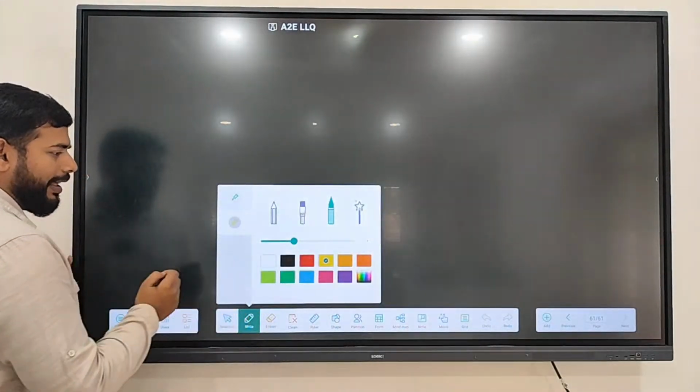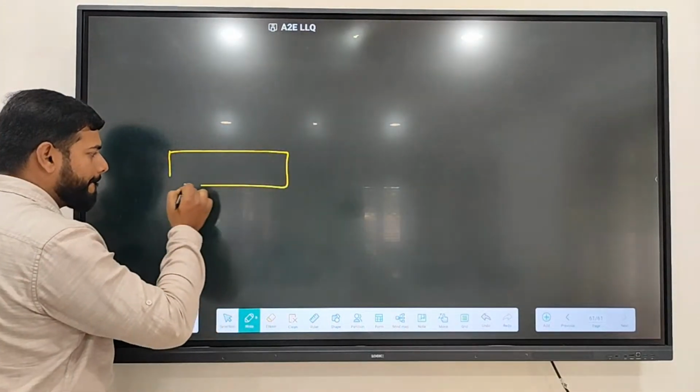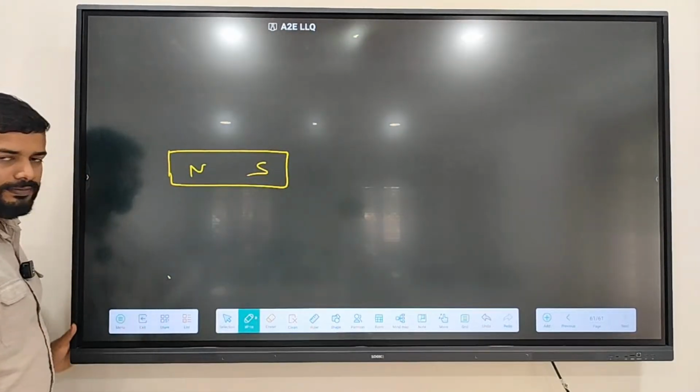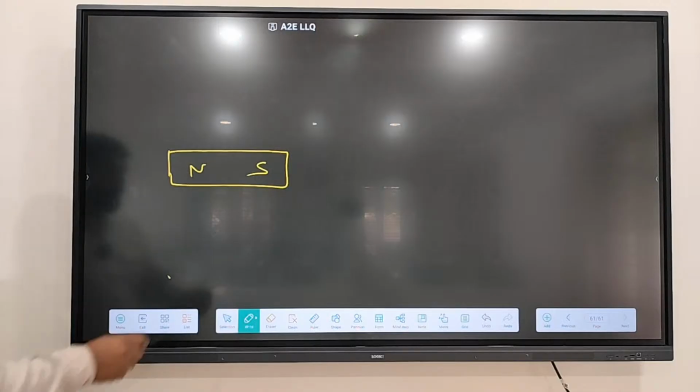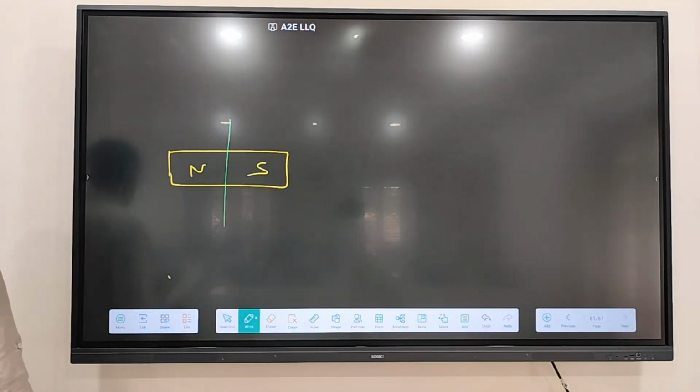A magnet will have north and south poles. Magnets are available in very different shapes, right? Horseshoe magnet, bar magnet, dumbbell shaped magnet, oval shaped magnet, circular shaped magnet, different shapes of magnet. Each and every magnet will have how many poles? 2 poles.